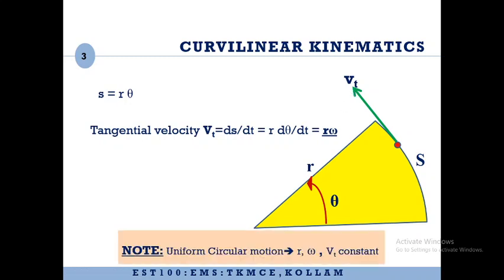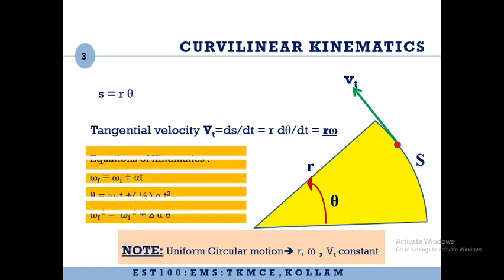Now if it is uniform circular motion, then the radius of the circular path will be a constant, and similarly if it is a uniform motion, then angular velocity will be a constant. If radius and angular velocity both are constant, then your tangential velocity will also be a constant. Therefore for uniform circular motion, your tangential velocity, angular velocity and radius of the path are constants.